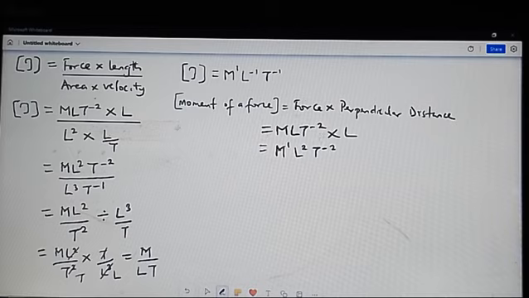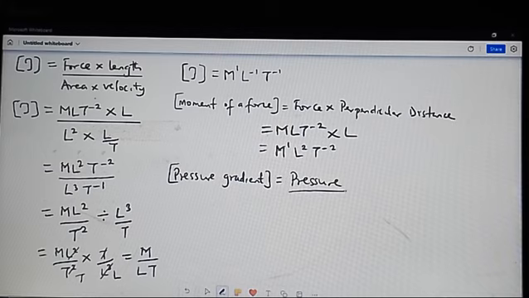We've talked about velocity gradient. Let's look at pressure gradient. Pressure gradient is simply expressed as pressure divided by length.